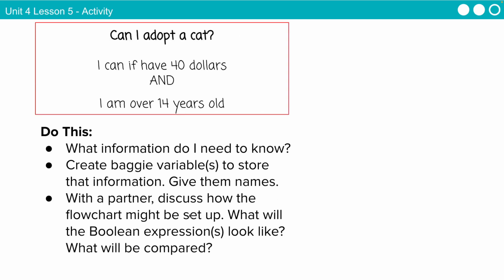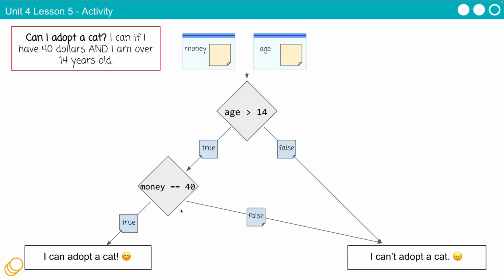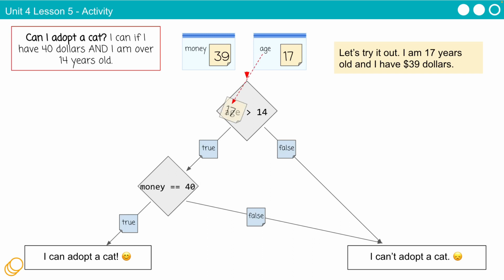So what information do I need to know? Well, number 1, I need to know if I have $40 or more, right? And if I'm over 14 years old. So that would be that. So here we go. Can I adopt a cat? So first we need to know how much money we have, and then we need to know how old we are. So if you are 17 years old and you have $39, what happens? So age is the first criteria that we're checking. It's 17. Is 17 greater than 14? Yes. So then we go to the true side.